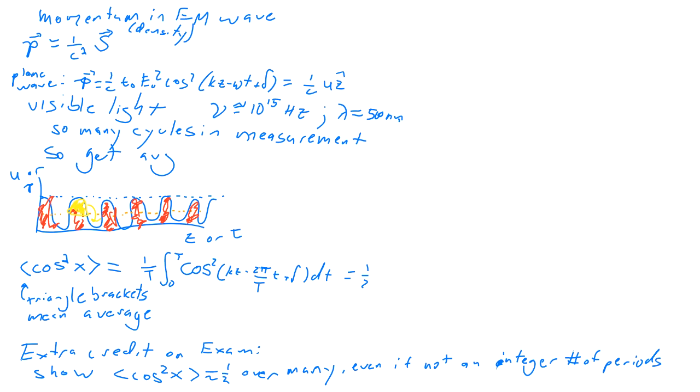So specifically here, this is what I'm going to be asking you to do. I want to see that the limit, as t goes to infinity, of the average of cosine squared x, where x is kz minus omega t plus delta, is equal to 1/2, right? When you're talking about 10 to the 15 cycles in a second, if you do a measurement that's a second long, half a second long, physics-wise, that's pretty close to infinity, right? Again, the 1, 2, a bunch, infinity, is kind of the way we count.